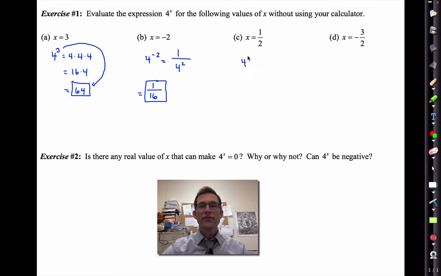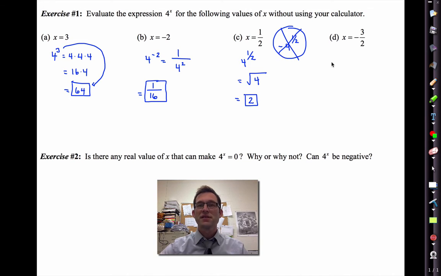Next, x equals 1/2. That means we have 4 to the 1/2, which means we have the square root of 4. Keep in mind, this is only positive 2. It's not negative 2. There's no negative out front. If I wanted the negative square root of 4, I would have to have something like this. But that's not what I have here.